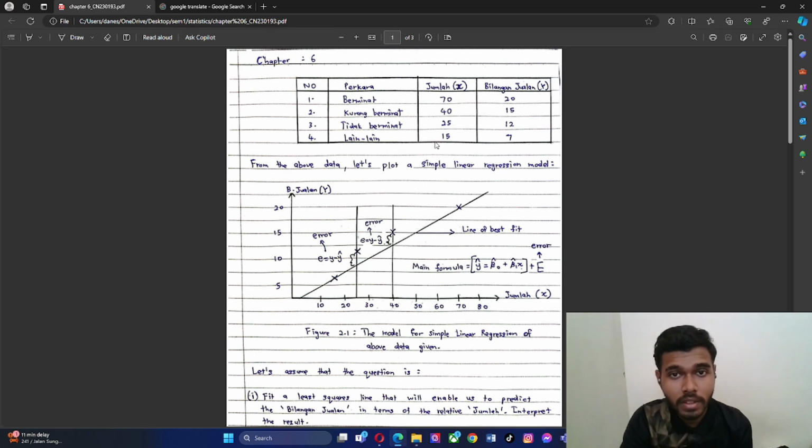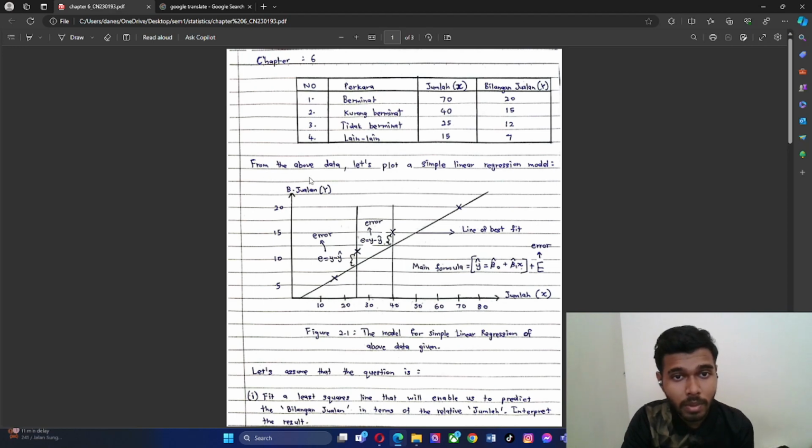As you can see, this is our data table, which is modified for the specific chapter, chapter 6. In the previous data we didn't have the value of y, and now we have the value of y, which is only modified for chapter 6.